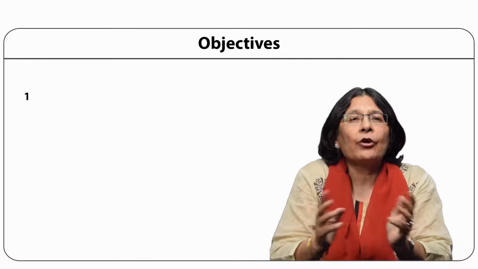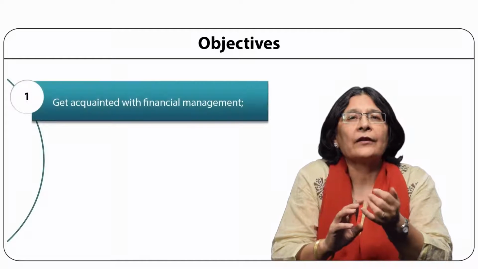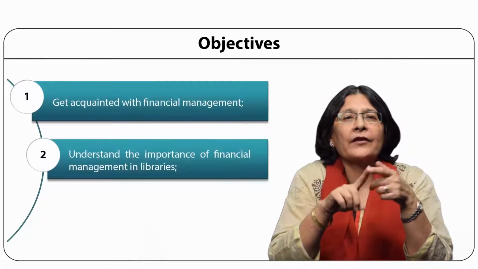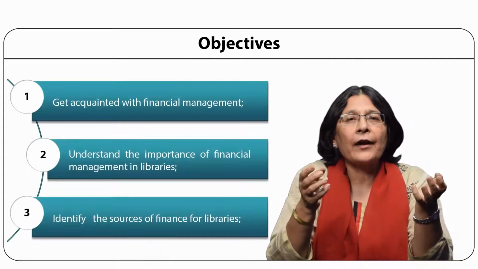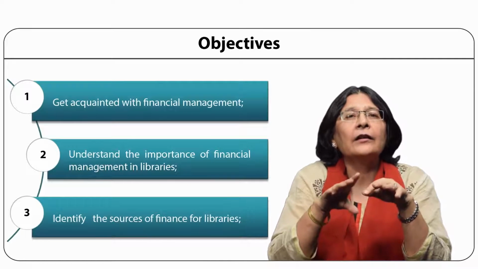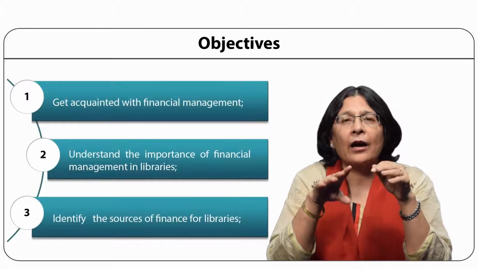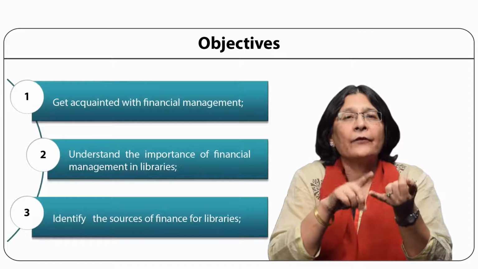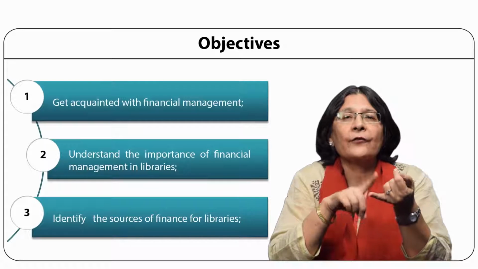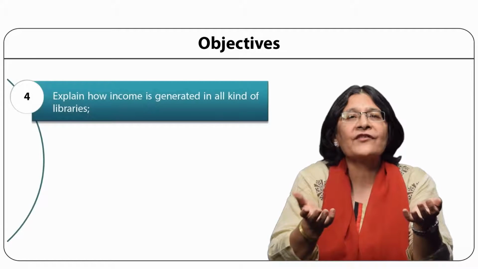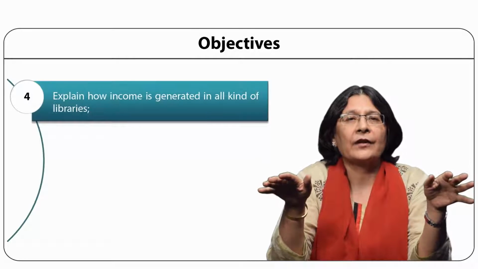The objectives of the module are to get acquainted with financial management, to understand the importance of financial management in libraries, identify the sources of finance for libraries. In fact, we will learn the sources of finance are different from library to library. We will see what are sources of finance for academic libraries, public libraries, and special libraries. We'll also try to explain how income is generated in all kinds of libraries.